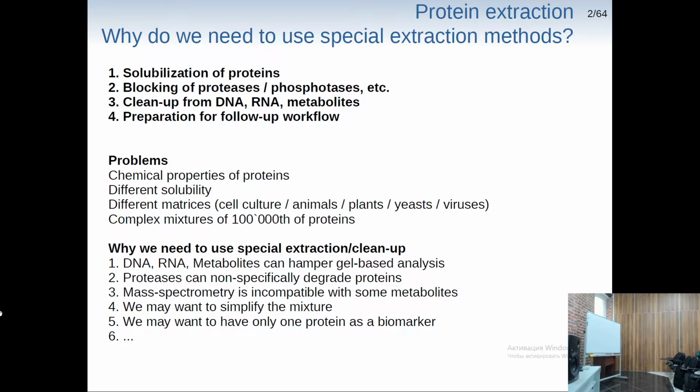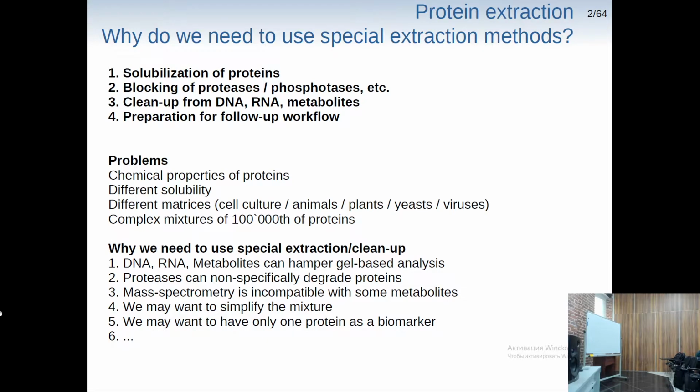They like to stick to proteins, and they also form complexes of proteins, but not a natural one, just sticking them together. So with plants, it's a total nightmare. You have to somehow get rid of those metabolites. For most human, mouse, E. coli cells, it's not a problem actually, but plants are a different story. Also, what problems do we have? The chemical properties of proteins are quite different. Not all proteins are soluble, and we have to make them soluble in different matrices.